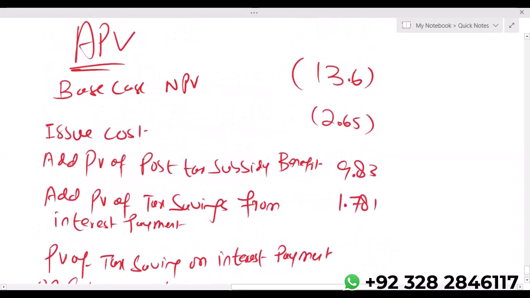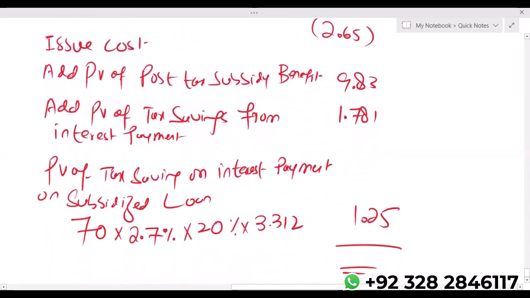So let us use a calculator. Minus 13.6 minus 2.65 plus 9.83 plus 1.781 and plus 1.25. Students, final answer, I'm getting negative. It is not necessary that it has to be positive always. We are getting negative, how much?